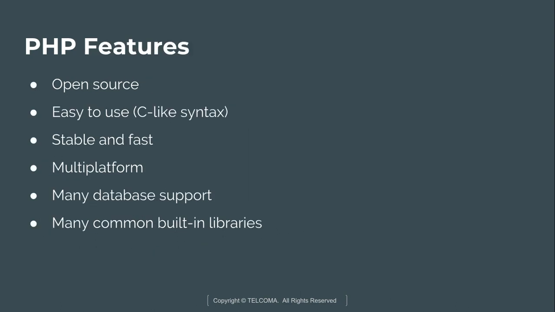Coming to the next, the features of PHP. The first feature is that it is open source, which means it is available free of cost. After that, it is easy to use. The syntax of PHP code is similar to that of C and C++, so it is easy to use if you know C and C++. It is also a stable and fast processing language. It is multi-platform, which means we can run PHP on Unix, Linux and the Windows operating system. It supports many databases as we have discussed earlier, and it also has many common built-in libraries. These are a few features of PHP.